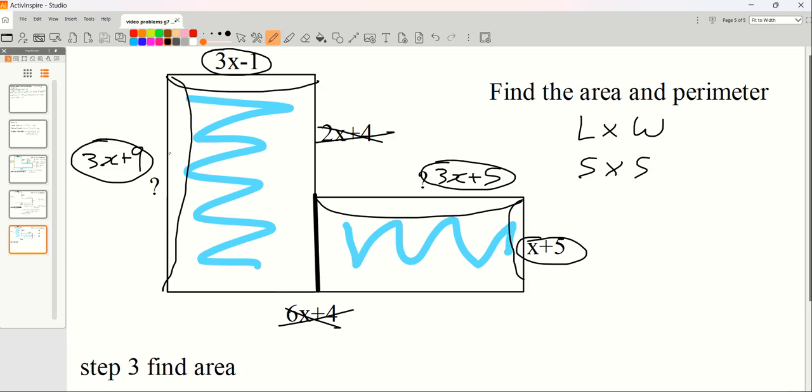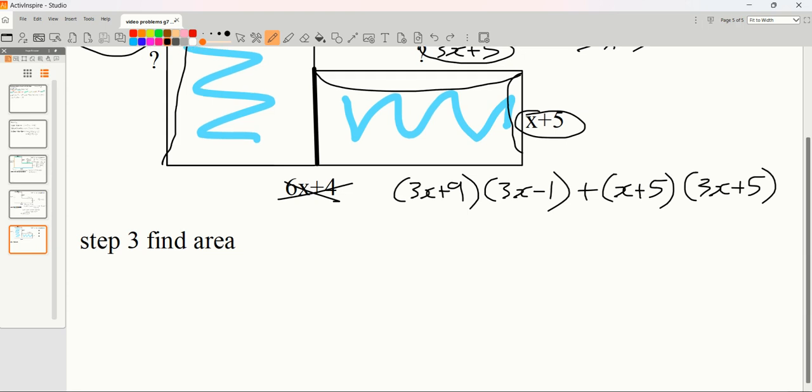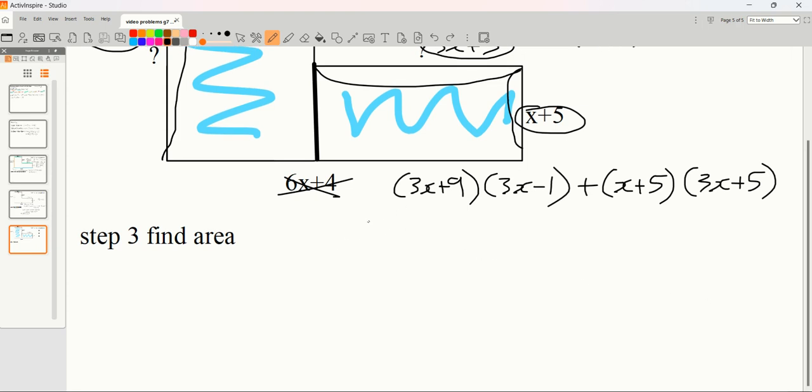Now, let's start. This is the first rectangle. Its area is just going to be the length times width, which is 3x plus 9 times 3x minus 1. And that means I need to add the other rectangle, whose dimensions are x plus 5 and 3x plus 5. These are the only things I take into account. Now, some expanding is required to be able to complete this calculation. What's going to happen is I have to expand this statement which I created.